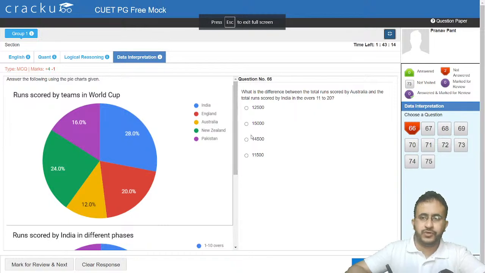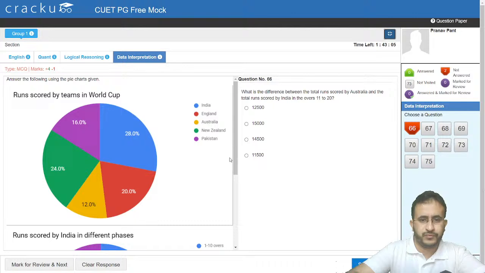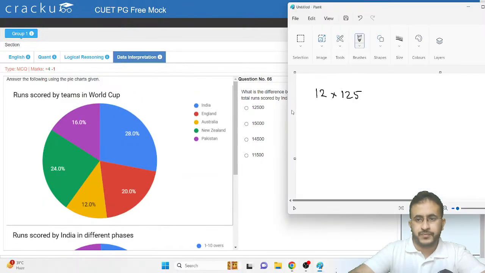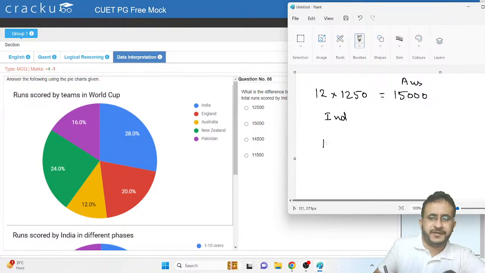So total runs scored by Australia is 12%, right? 12% of 125,000. Total is 12,500 or 125,000. Okay, so 12 into 1250. That will be 15,000. And that is Australia. And if you look at India, India has 28%, right? So now see this 125 is the total, into 4 is 500. So some number ending in 5. 3 times is 15,000. India is 28.